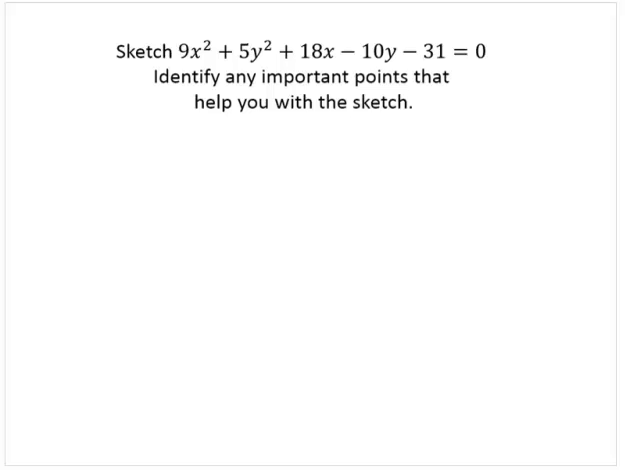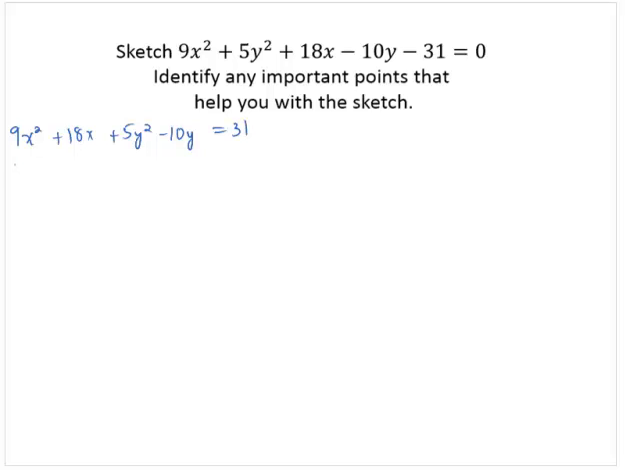Sketch 9x squared plus 5y squared plus 18x minus 10y minus 31 equals 0. So this is not in any standard form. What I will do first is rewrite this, collect the x's and y's, probably need to complete the square, and let's get this into a form that we can work with. So I'm going to rewrite this as 9x squared plus 18x plus 5y squared minus 10y equals 31.